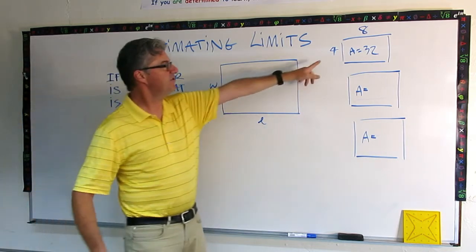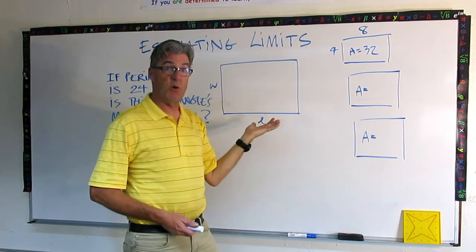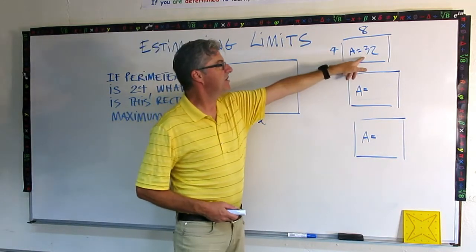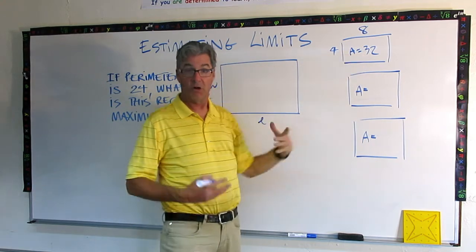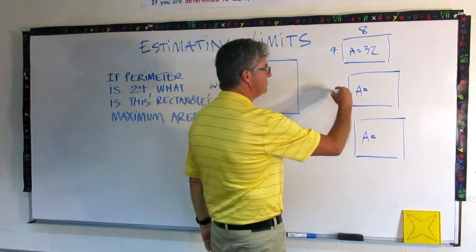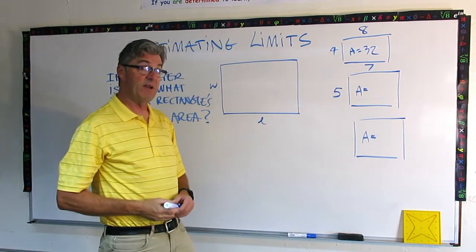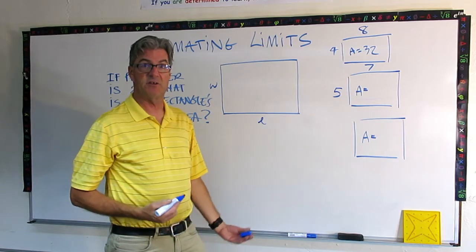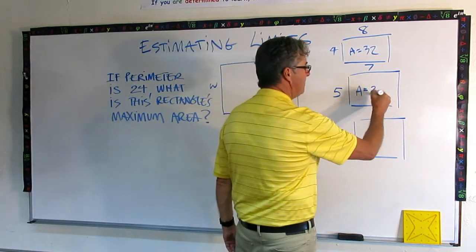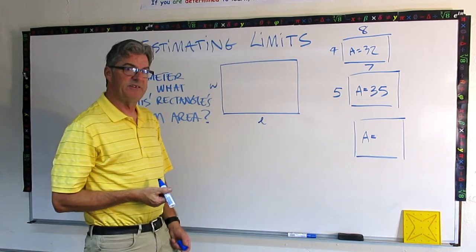So here's my first try, right? If I'm 4 by 8, that does give me a 24 perimeter. 4 times 8 is 32. That gives me an area of 32. Cool, that looks good, but let's try something else. Let's try increasing this one to 5 by 7. That also gives me a perimeter of 24, but now my area is 35. So I'm getting bigger. Now think, what comes next?